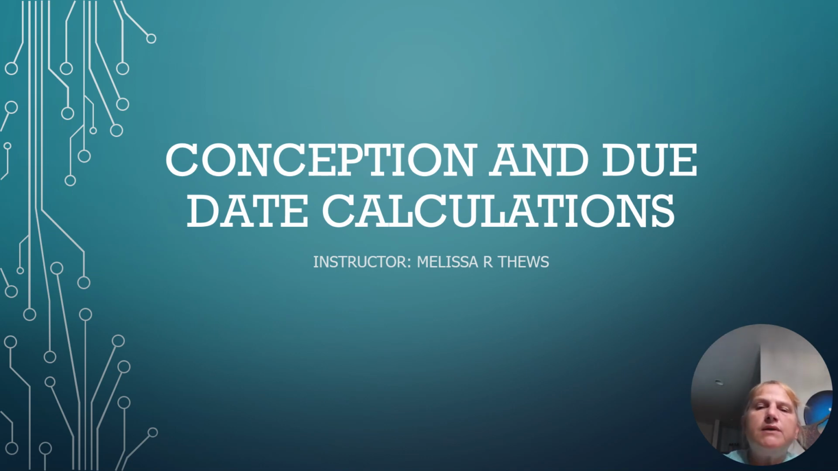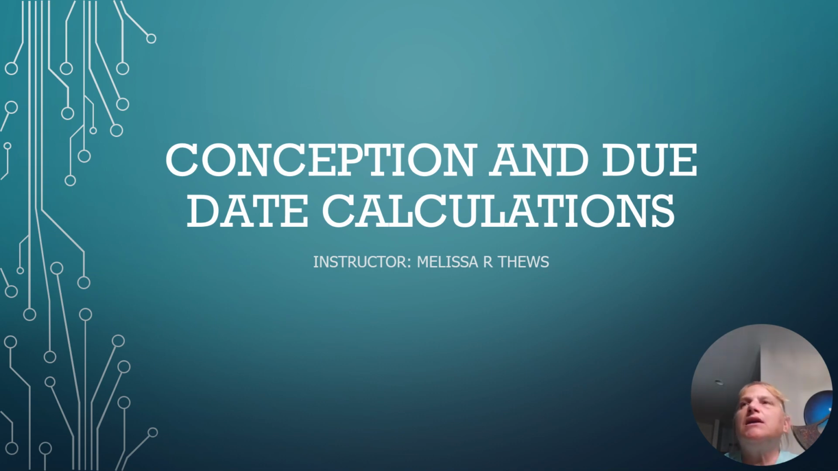Today we're going to talk about conception and due date calculations. In this lesson, if we are given that a woman's last menstrual cycle began on a specific date, we are able to calculate her conception or fertilization date, and we are able to predict to within 2 weeks of the infant's due date. So let's take an example.